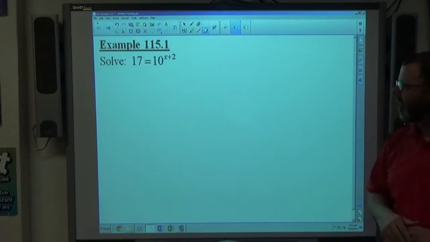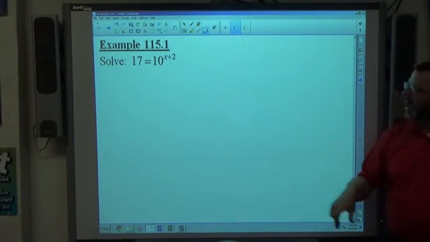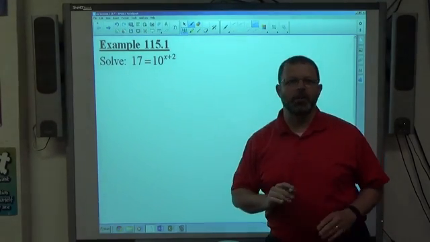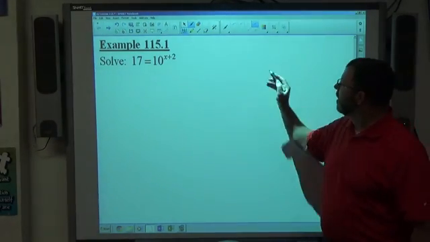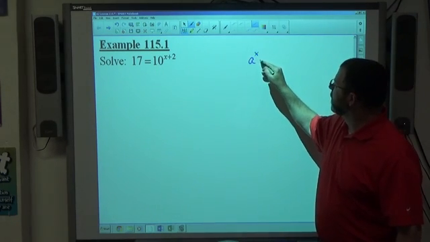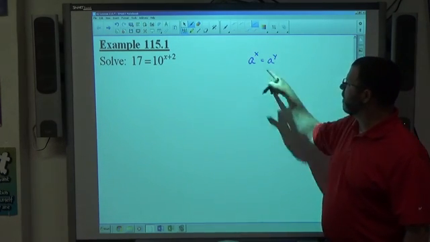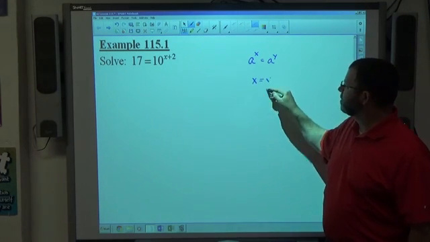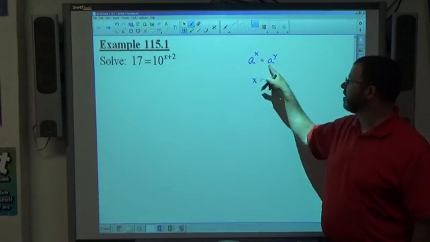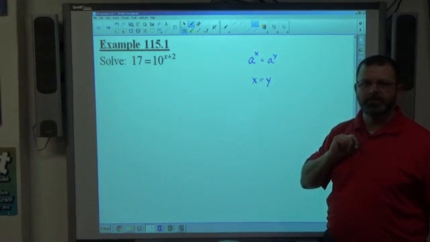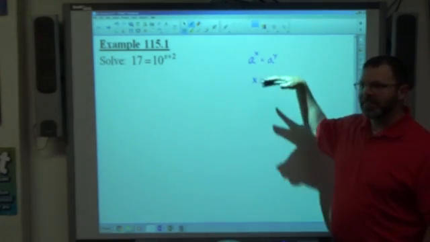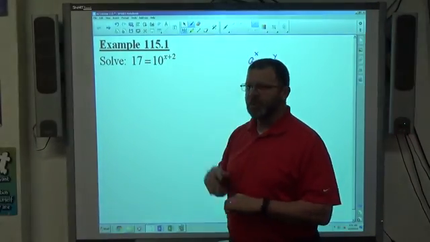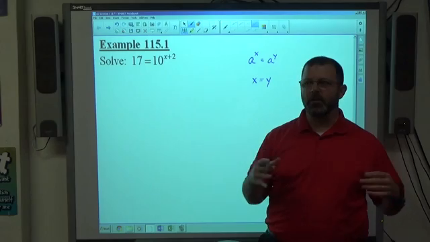Example 1, we have ourselves an exponential equation with x up in the exponent level. One thing I want to show you is this. If you have a to a power equals a to a different power, if the bases are the same, then the powers are the same. So if we can get it to this level, we can get the powers to be the same, and that gets x out of the power level, then we have a basic algebra equation, right? Well, 17 and 10 obviously aren't the same number, so we can't right now do that.